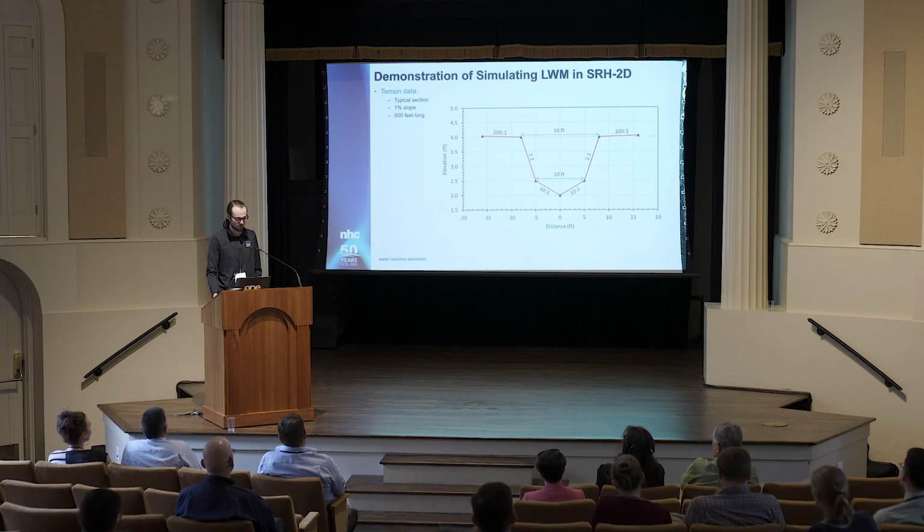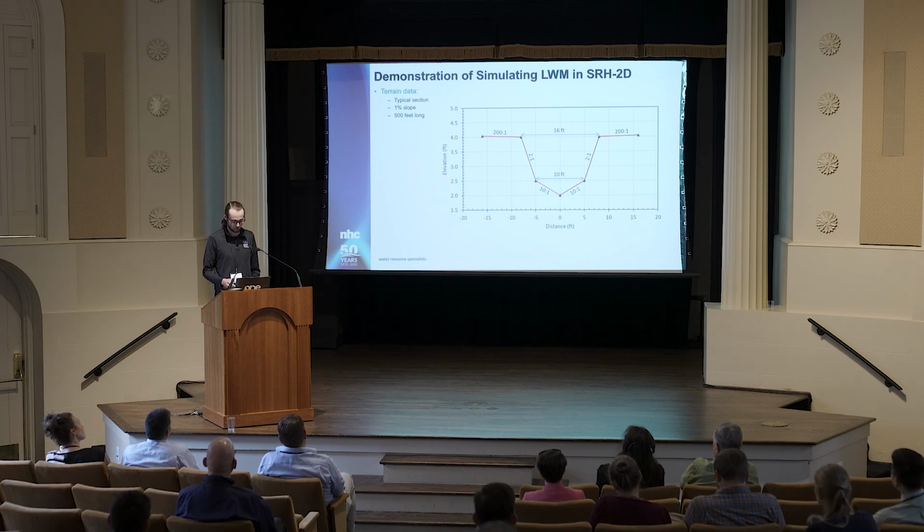So to do that, it was just this standard typical section here with about a 10-foot bottom width, a 16-foot top width. You can see the dimensions there. And then essentially a flat floodplain overbank area extended out to cover the whole area that would get inundated by this model. I set it up to be 500 feet long and set it at a 1% slope.